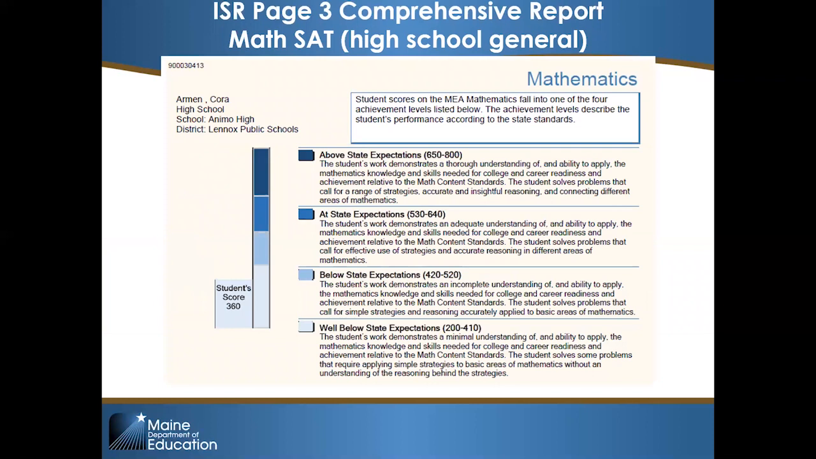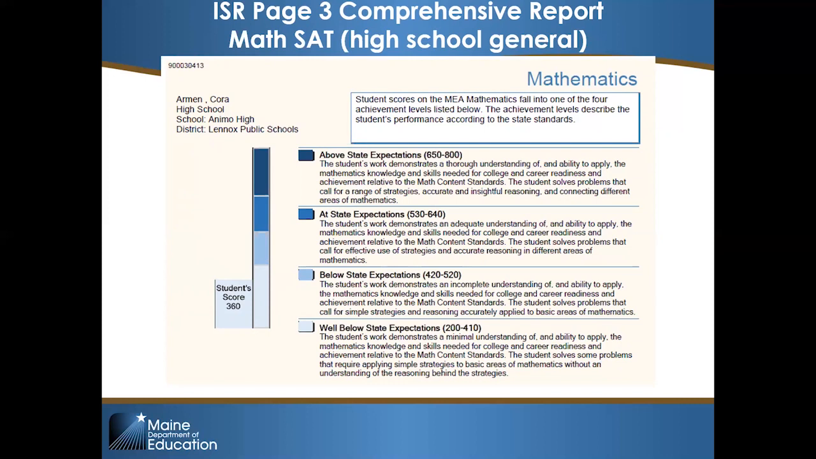We just looked at the math and ELA ISR for students in grades 3 through 8. And now we look at the high school students report. Pages 1 and 2 for science for high school students are the same as we just reviewed for grades 3 through 8. High school students who participated in the general math and ELA literacy assessment took the SAT.